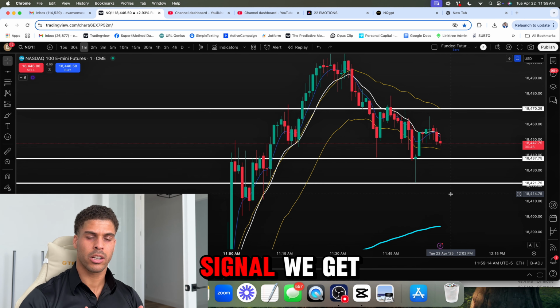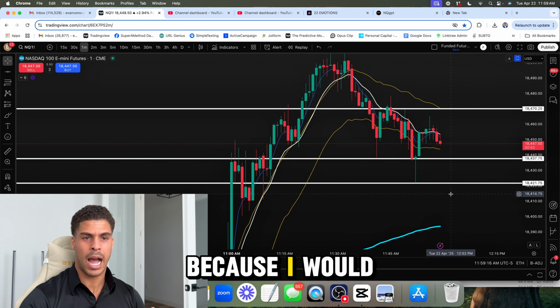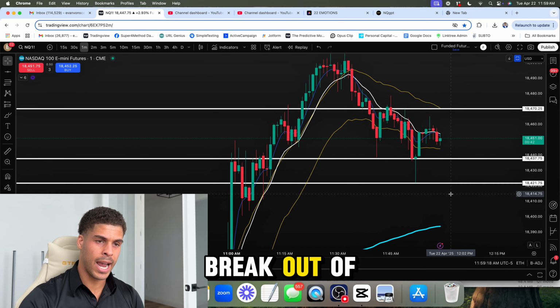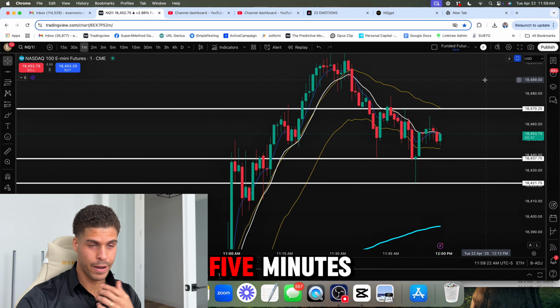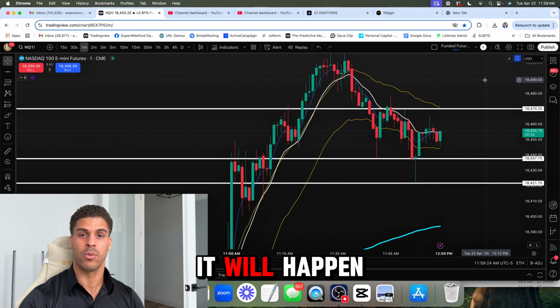No matter what signal we get, we will wait because I would bet that price will break out of this little 50-point movement before the day is over. It might take 5 minutes, it might take 50 minutes, but it will happen.